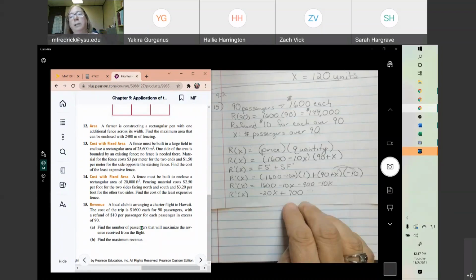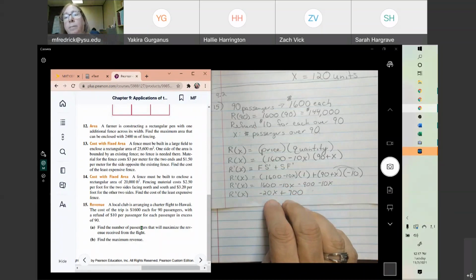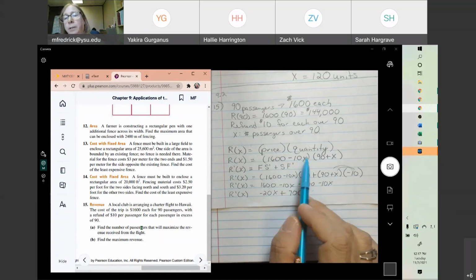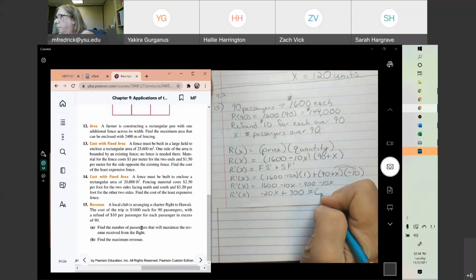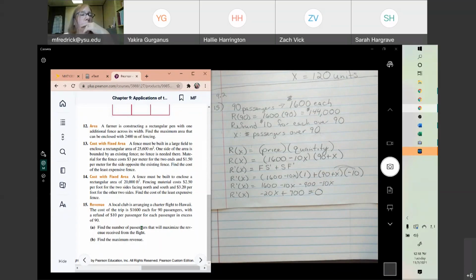I think it was much easier. My numbers stayed smaller. If I would have FOILed here, I would have had to use a calculator. So I used the product rule to take my derivative, combine my like terms, and this is the marginal revenue. This gives me my critical numbers by setting it equal to 0. Any questions on that?